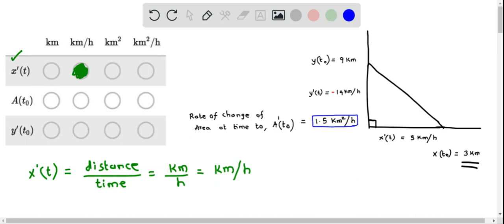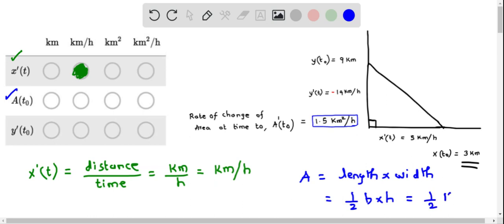Now let's answer the unit for A of t naught. We know that the area of a quantity is basically the length times width. It's basically a two-dimensional quantity, or in this case for a triangle, it is half of base times height, or one leg times another leg. So it's basically a product of two similar quantities. So this means this will be half of kilometer times kilometer. Since this 1 by 2 is a constant, we can just ignore this. If you look at only the unit, it is kilometer times kilometer, which is equivalent to kilometer square. So the unit of A of t naught, that is the area of the triangle at a certain time t naught, is kilometer square. So we can shade this circle.